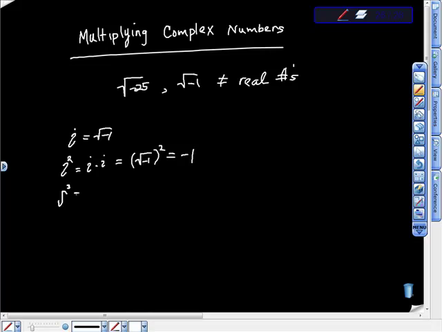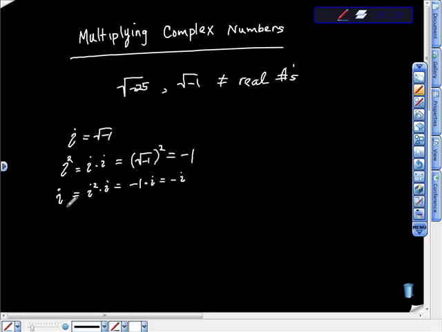And we go a little bit farther. This is going to all make sense in just a second. To i cubed, which would be i squared times i. And we know that i squared is negative 1, so it would be negative 1 times i, which would be equal to opposite i, or negative i.